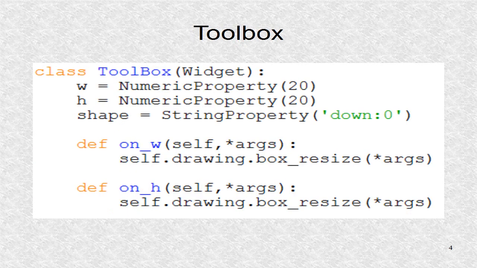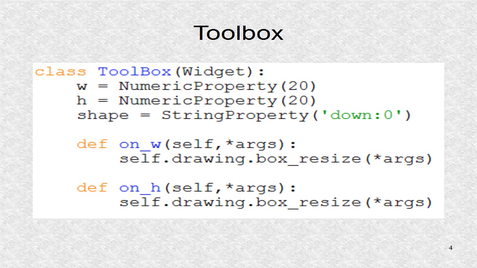4. The toolbox class uses most of the Kivy language Kivy file for instructions for buttons, toggle buttons, and labels. In the Python file, it does only a few things. It defines 3 properties. 2 are for the width and height. Shape is a string which indicates the selected shape.